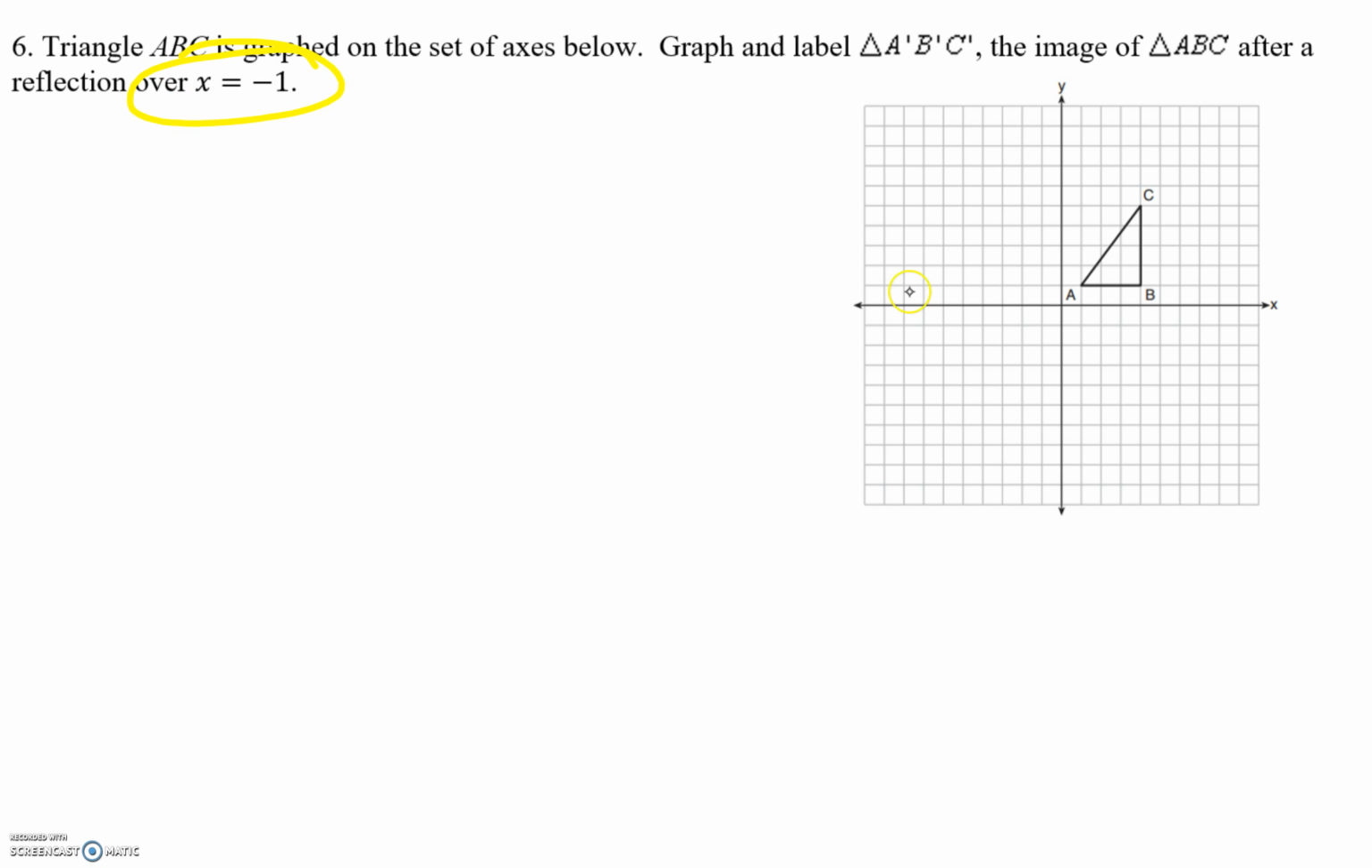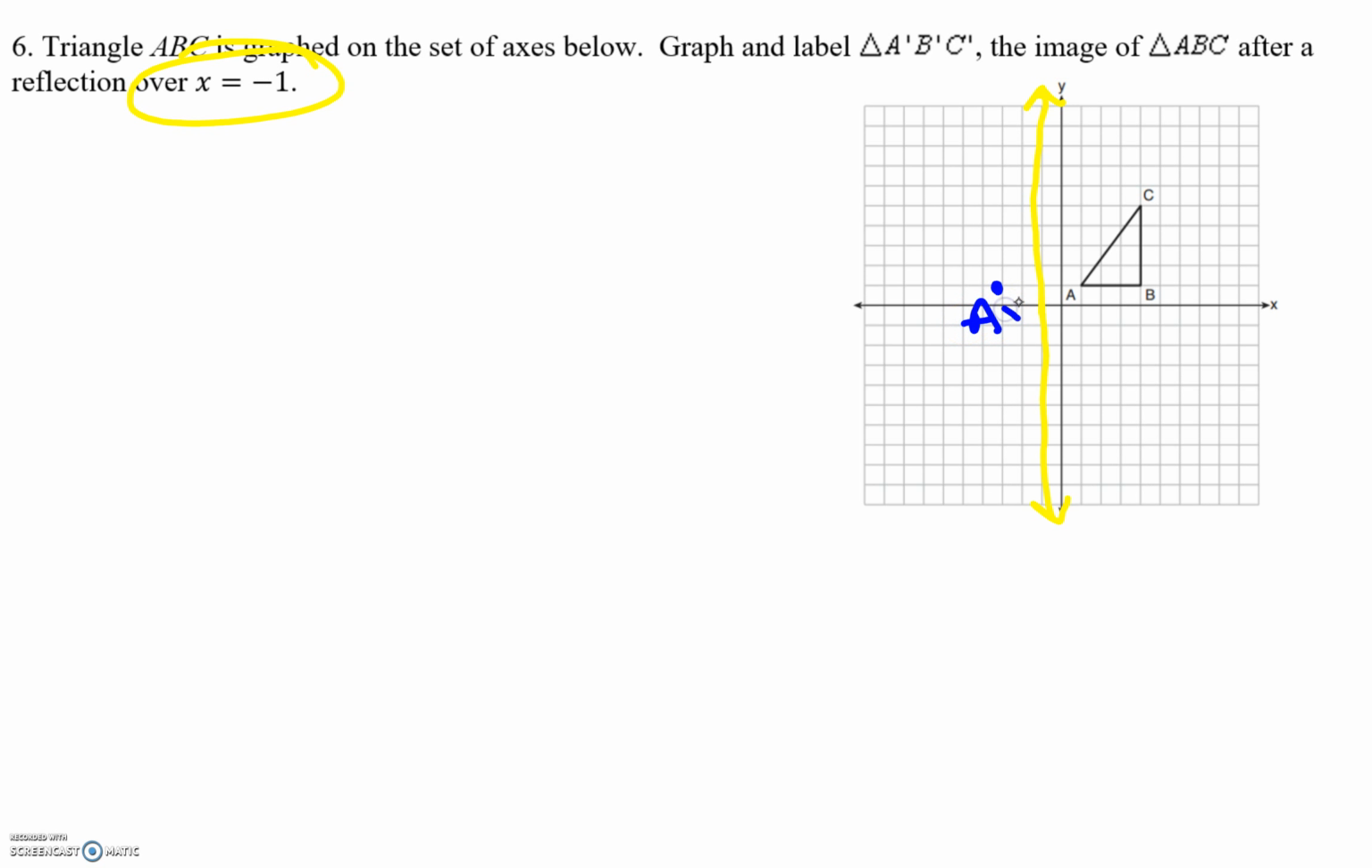So I'm going to go on my x-axis, which is right here, and find -1, which is that point right there. And remember, I want to continue with a vertical line through x equals -1. From here, I'm going to take each vertex of my triangle and count the distance from the line of reflection. So 1, 2 units away. So I'm going to go 1, 2 in the opposite direction.